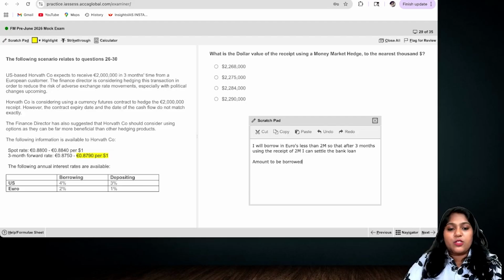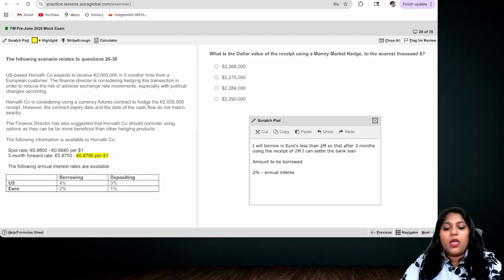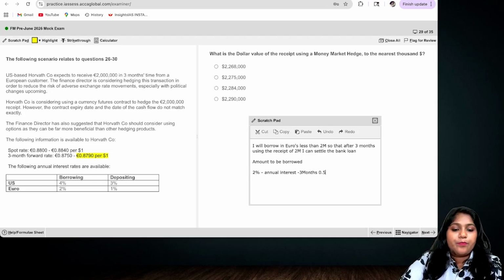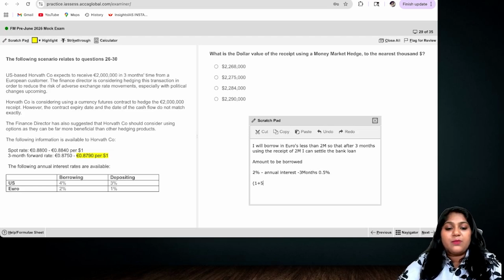Use the cross multiplication to find out. If I borrow, I will have to pay 2% annual interest. If you take it for 3 months, it is going to be somewhere around 0.5 percentage. So if 1 plus 0.5 percentage is 2 million euros, how much is 1?